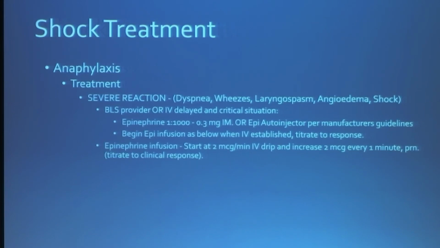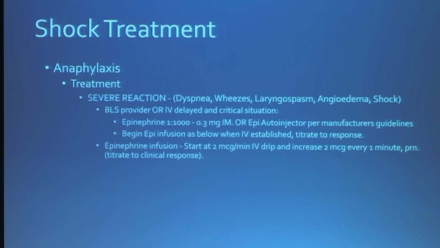BLS provider, or if their IV is delayed in critical situations. So a lot of orders around the country, even in this area, have you only giving IM epinephrine. Now, you can get IM epinephrine into somebody really quickly. So if you have severe anaphylactic shock, give them IM epi for an adult, 0.3 milligram, while you're getting ready to start your IV. Get your IV in and then start doing the rest of the stuff.